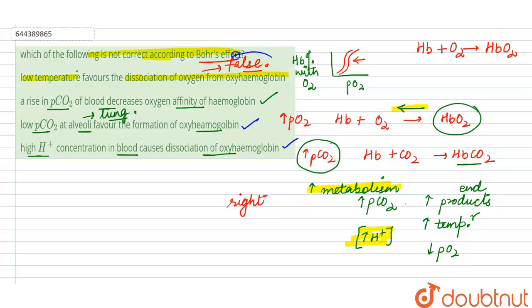To sum it up, hemoglobin will bind to oxygen when the partial pressure of oxygen is more, and it is going to bind to carbon dioxide at the tissue level when the carbon dioxide partial pressure is more. So the only false statement here is statement number 1, which becomes the right answer for this question. So we can mark option number 1 as the right answer.